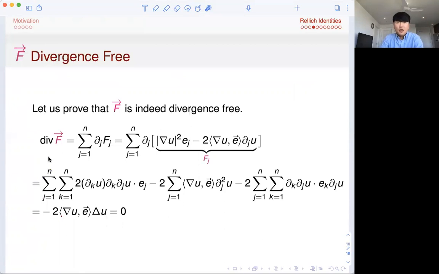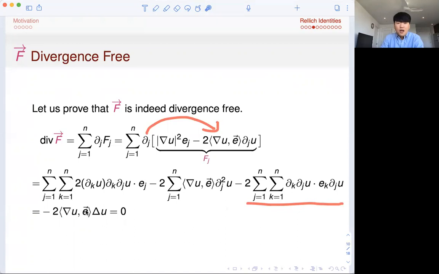From the definition, the divergence of f is the summation from 1 to n of partial j of fj. If you take the partial j to the first term, we have this first term in this line. For the second term, we take the partial j first to the partial j of u. Then we have the partial j squared of u, which gives us the second term here. And finally, we take the partial j to the gradient of u, which gives us the last term in this line.